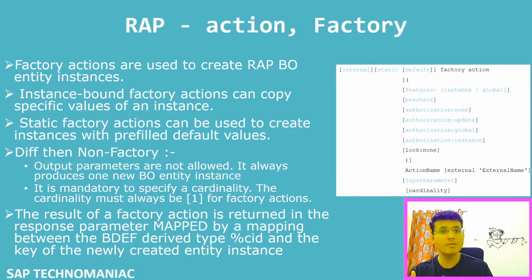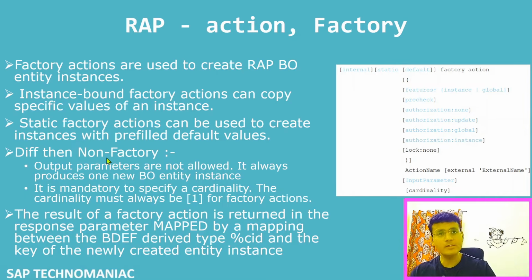It can be possible in two ways: one is instance bound and another is static bound. Instance bound will copy the existing BO instance and create a new BO instance. The static bound, based on some default values, takes some existing BO as a reference and creates a new BO based on that. Then we call that a static factory action.